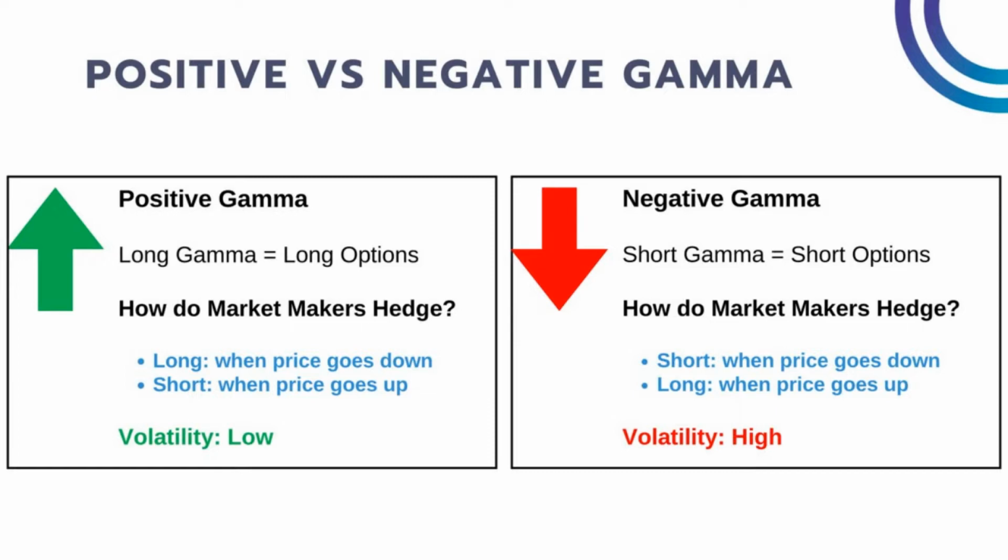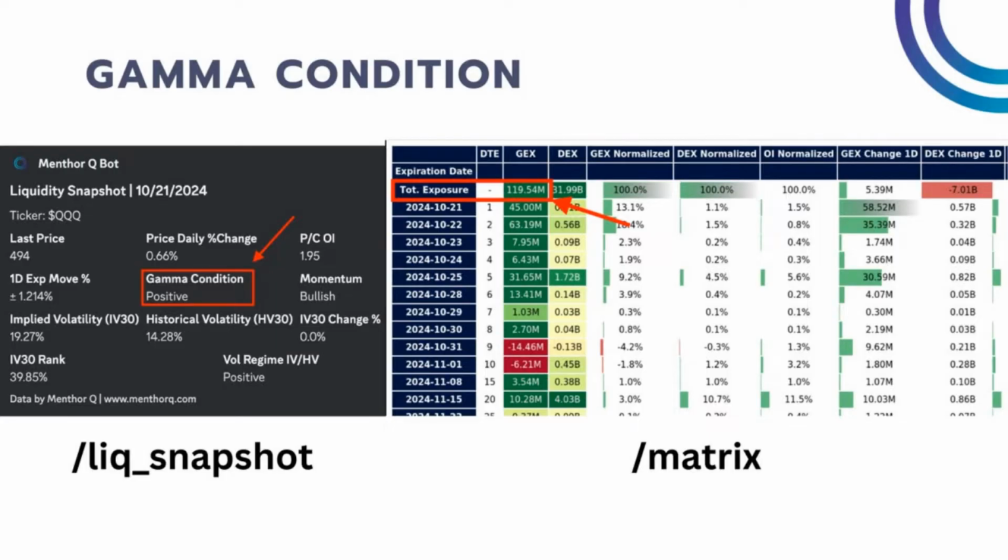So where can we find this information? And here we go back to our platform, our tools. So here you have two ways to see on a daily basis where the market is. We have our liquidity snapshot command that shows you exactly the gamma condition. So in this case, we see the QQQ. We are in a positive gamma environment. Or you can look at the matrix and you can see the total exposure and you can see if it's either green or red. So if the JAX is positive, that would mean that we are in a positive gamma environment. If the JAX is red or negative, that would mean we are in a negative gamma environment. So you can actually look that up very easily.